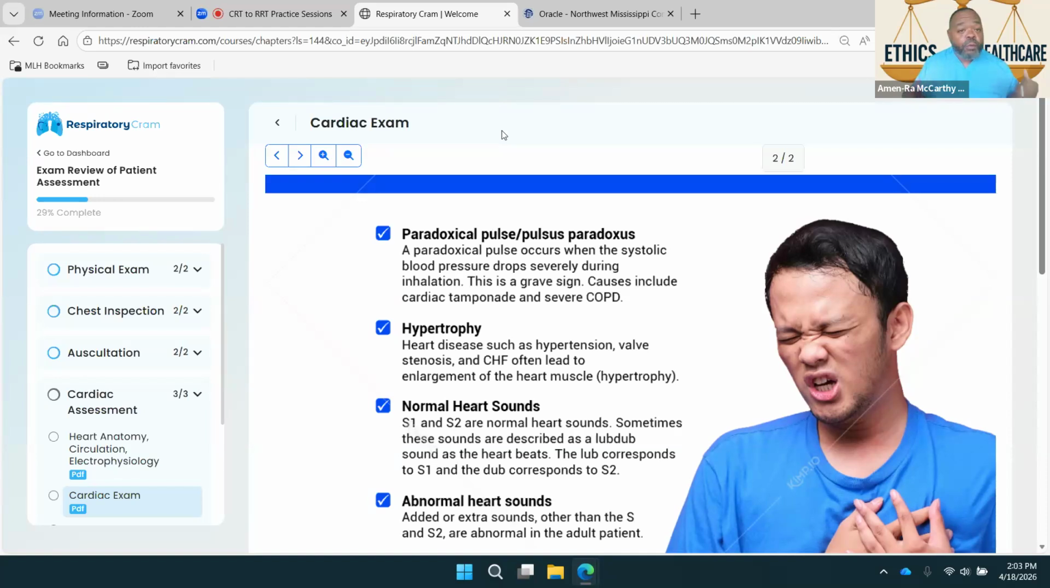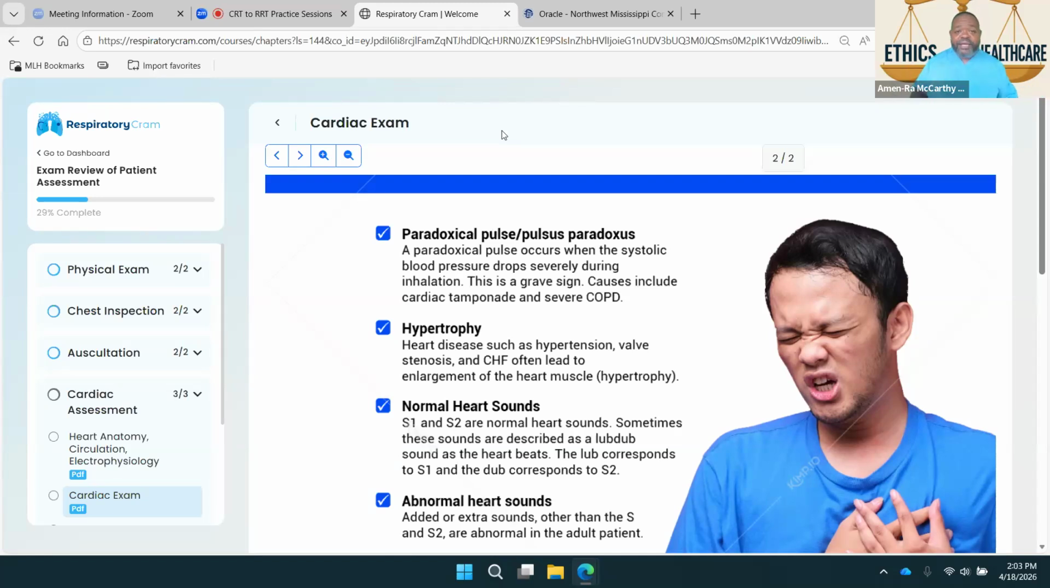Hypertrophy, heart disease like hypertension, valve stenosis, and CHF often lead to enlargement of the heart muscle. Anytime you work a muscle out, it's gonna get what? Bigger. Okay. So if my left side is working harder all the time, then it's going to start to get bigger. And that's when sometimes we start to see that left ventricle become much bigger, right? It starts to get much bigger than it should be. You can see that on the x-ray, right? The diameter across the chest, the heart's diameter, is huge. That's hypertrophy. That means something's going wrong, right?